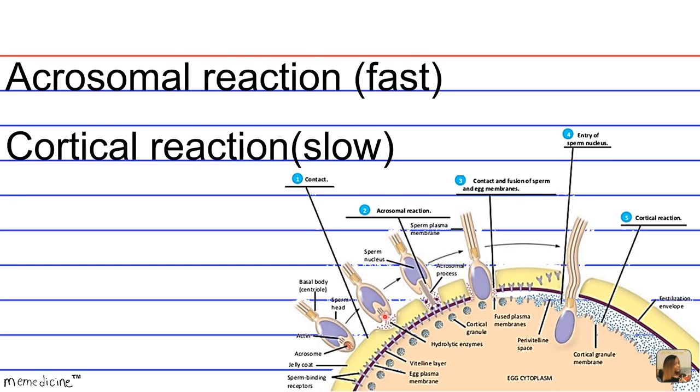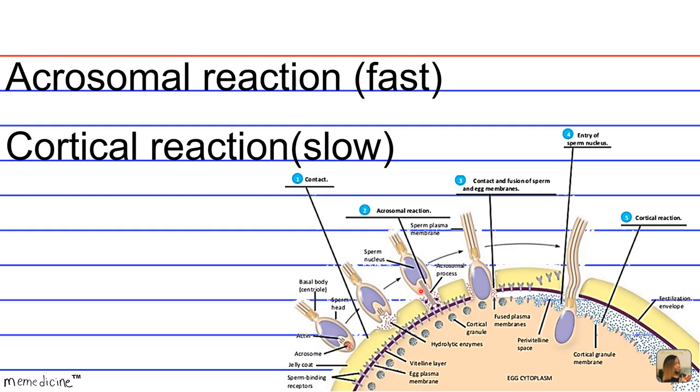And here you can see in the next step, it's spilling hydrolytic enzymes into the jelly coat of the egg in order to penetrate it, okay? So this is what happens when it makes contact with the egg. And what the spermatozoa does next is initiate the acrosomal reaction.